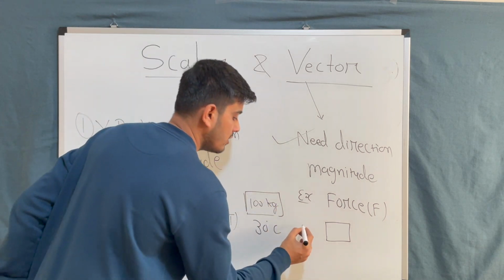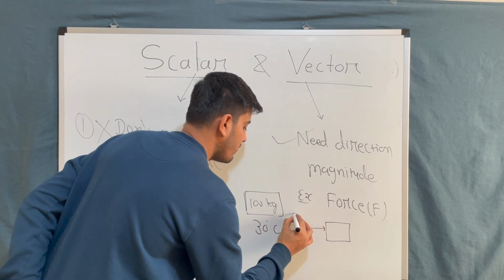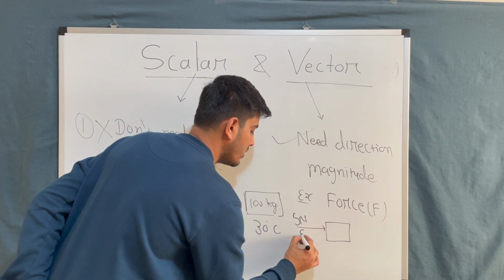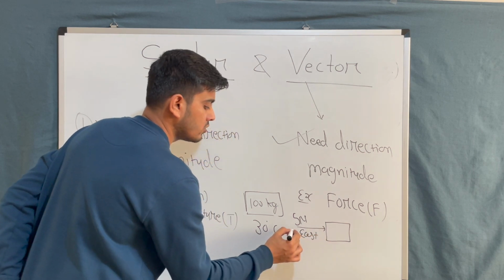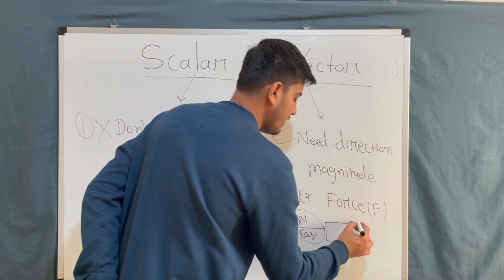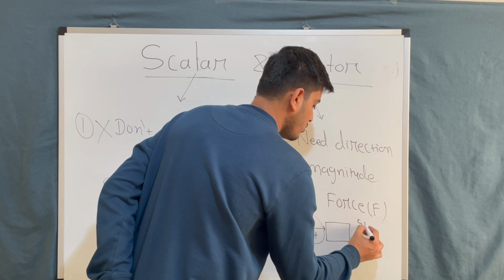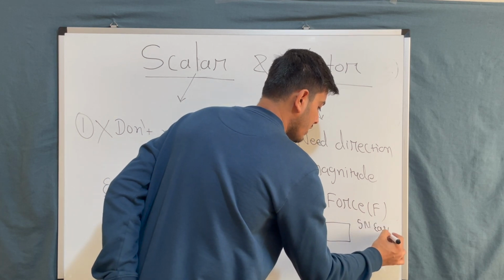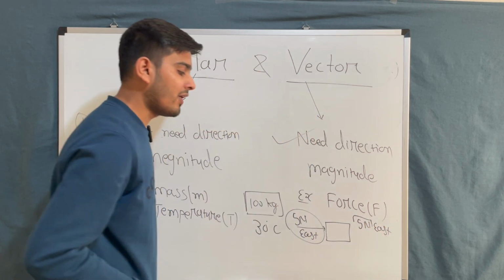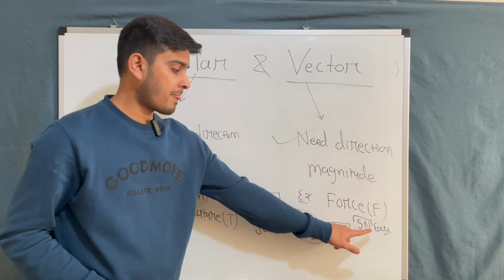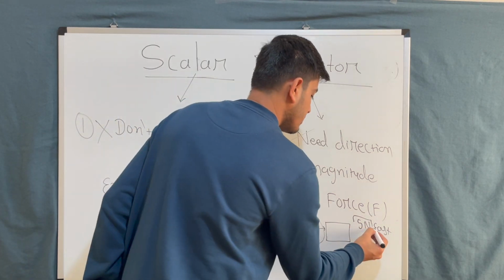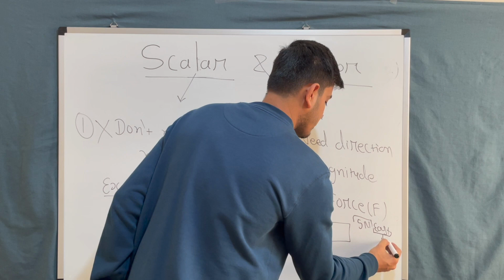For example, for this case, we have 5 Newton of force towards east. So when I write force, I need magnitude and direction. This 5 Newton is our magnitude and east is our direction.